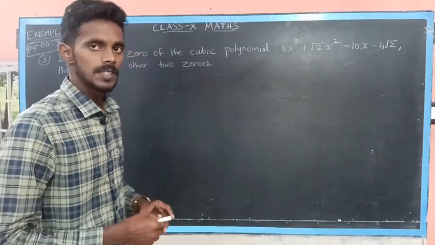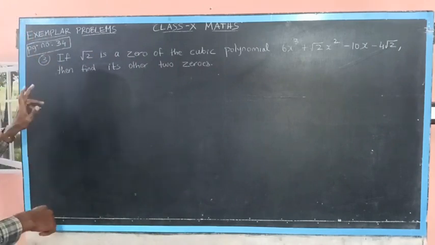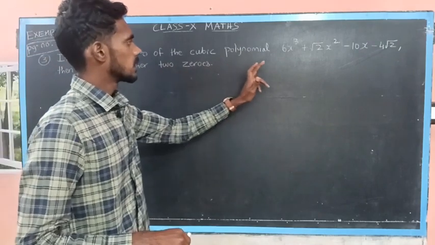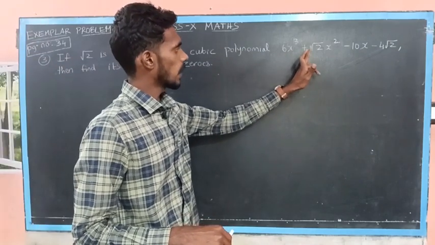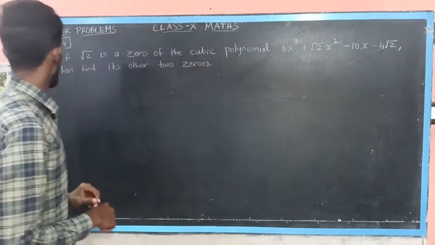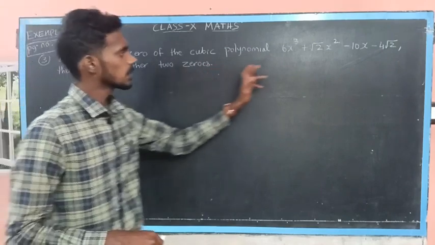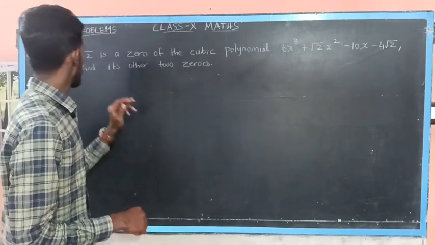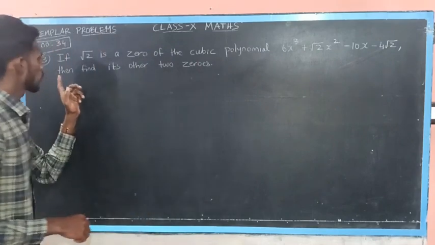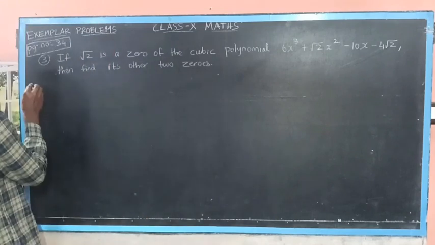Hello students, let's see some exemplar problems. On page number 34, third question: if root 2 is a zero of the cubic polynomial 6x cube plus root 2x square minus 10x minus 4 root 2, then find its other two zeros. They have given a cubic polynomial and one of its zeros, root 2. Then we are going to find its other two zeros. So let's move to the solution.